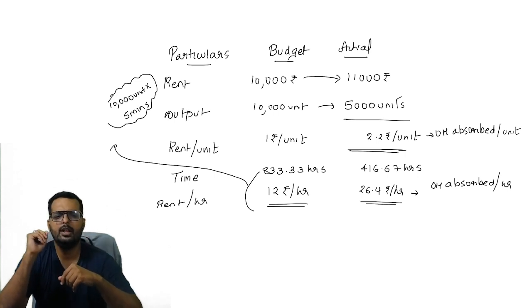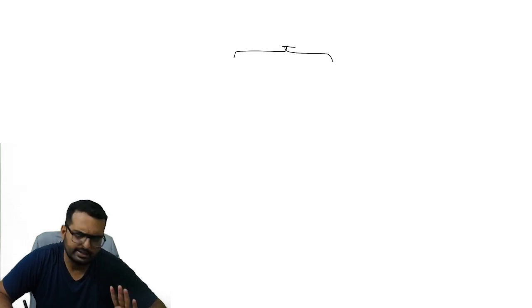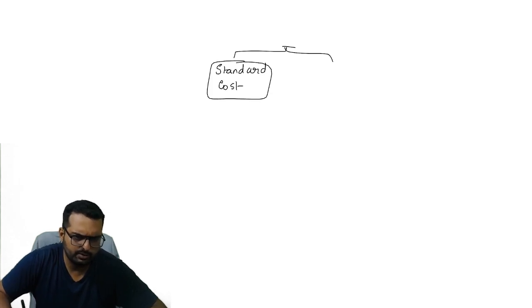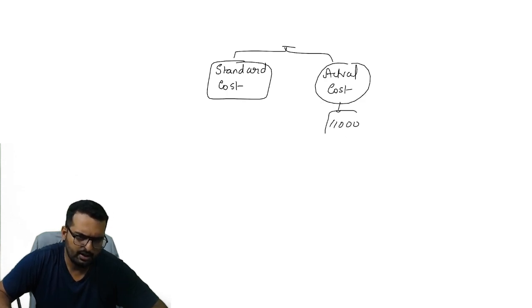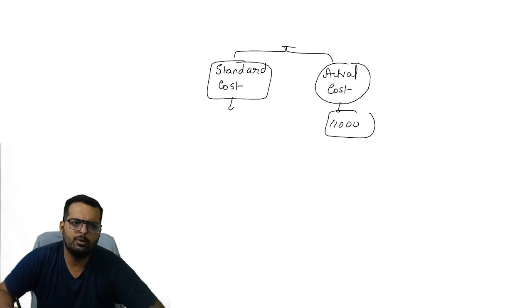All right. Now, everybody interact with me. Okay. SQ is based on actual output. SH is based on actual output only, right? So here also we have to find out the standard cost and compare this with the actual cost, correct? What is the actual cost that we have got? 11,000. How will you compare the standard cost now? Will you take the standard cost based on 10,000 units or based on 5,000 units?